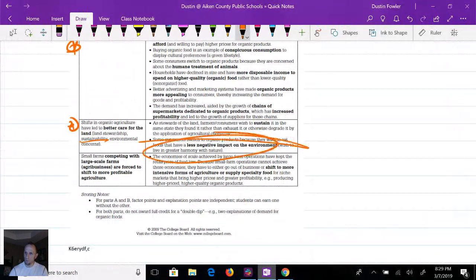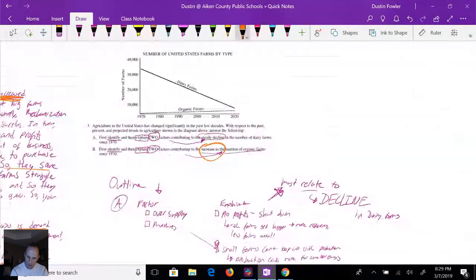But just to quickly summarize, when you're answering the question, you want to underline these ID words, okay? The ones that Ms. Hutchins was talking about. That's so important to understand what you're being asked to do. You want to know how much of it you need to do, how many examples you need, and you need to relate it back to what the question is asking you, which in this case is the decline of dairy farms or the increase in organic farms.